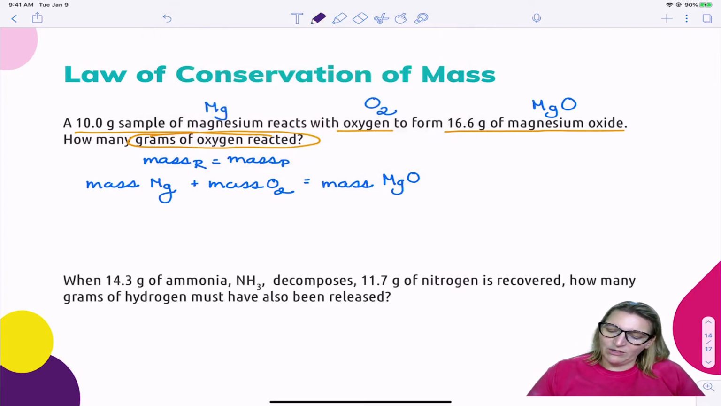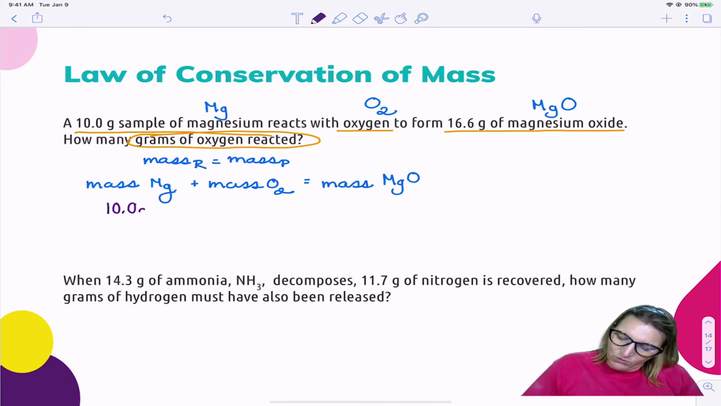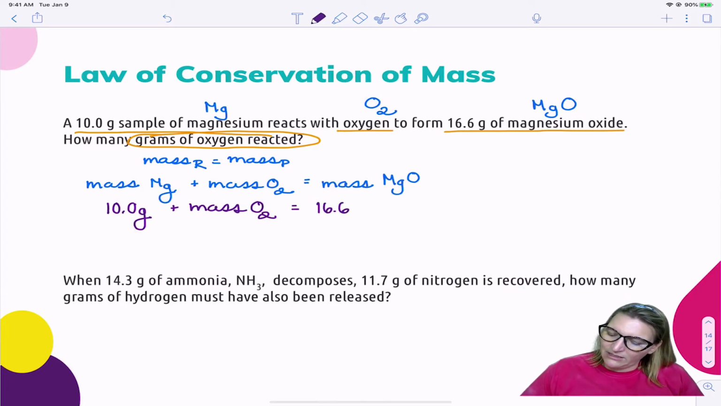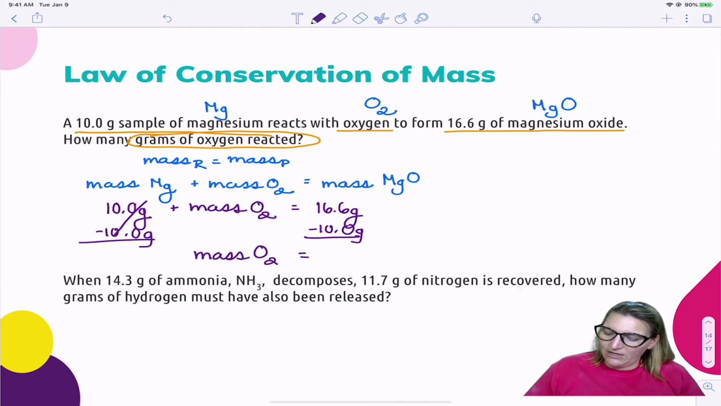Now, substitute in the numbers. The mass of the magnesium is 10.0 grams. The mass of the oxygen is what I'm trying to find. So I'm just leaving that in there as the variable that I don't know. The mass of the magnesium oxide is 16.6 grams. And now I will use algebra to subtract 10.0 grams from both sides, and I wind up with that the mass of the oxygen is equal to 6.6 grams.